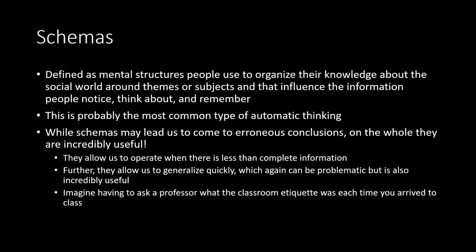Next, we'll move on to discussing schemas, which are defined as mental structures that people use to organize their knowledge about the social world around themes or subjects that influence the information people notice, think about, and remember. Now, because this is a social psychology class, this is specifically about the social world. But technically, you can have schemas about almost any kind of knowledge that you have accrued over your life. So they are more general than specific to the social world. Schemas are also probably one of the most common types of automatic thinking. Now, these are useful ways of organizing our knowledge. What that means is they allow us to categorize and sort things in a convenient way.